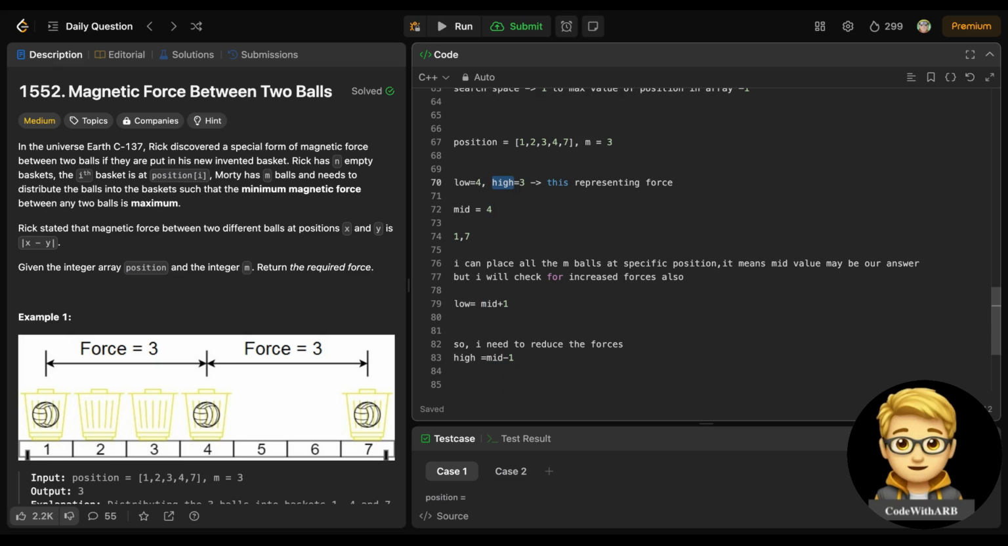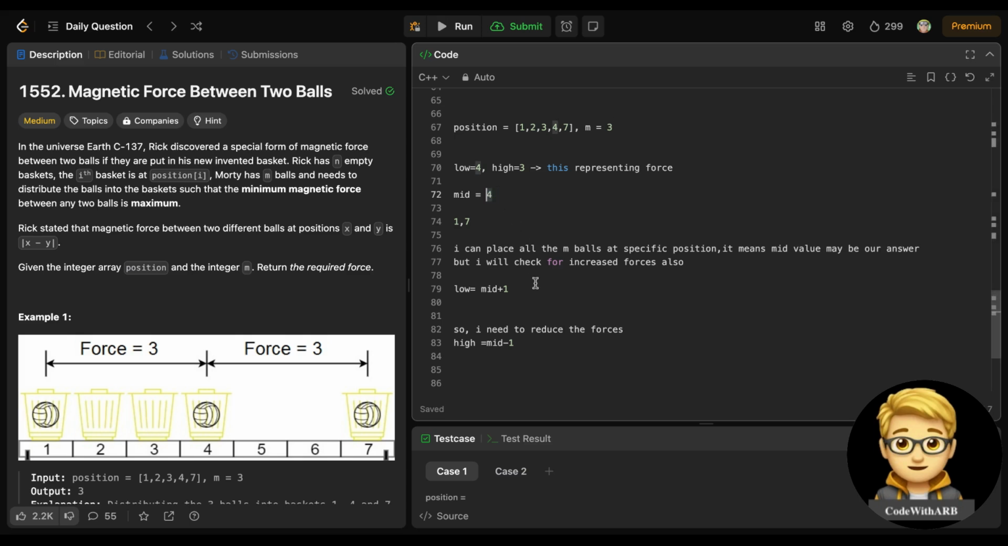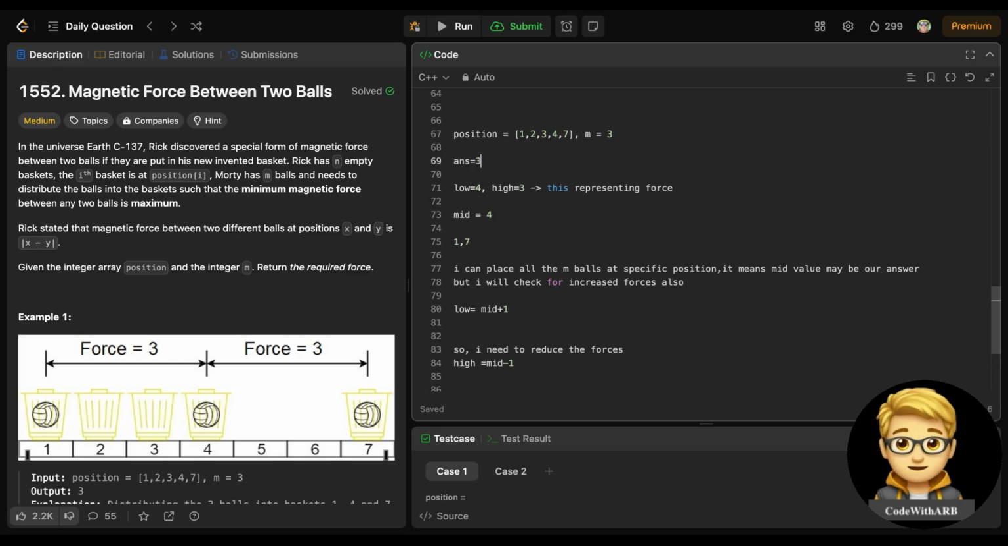Because low started from the starting position, high started from the end position. It cannot get overlapped, right? High cannot be less than low. So now if you see the previous, this 4 cannot be an answer. So what was the previous answer? What was our expected answer? That would be 3. So the answer would be 3 only, because at position 3 we got our answer, right? So that is how we will apply binary search here.